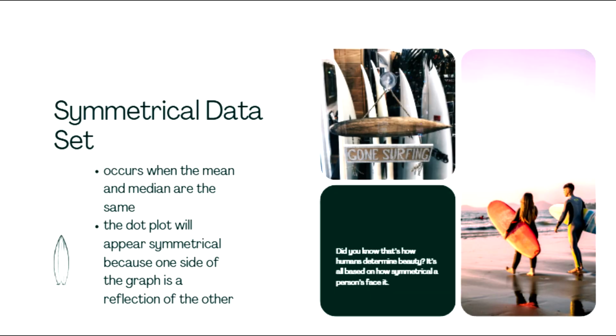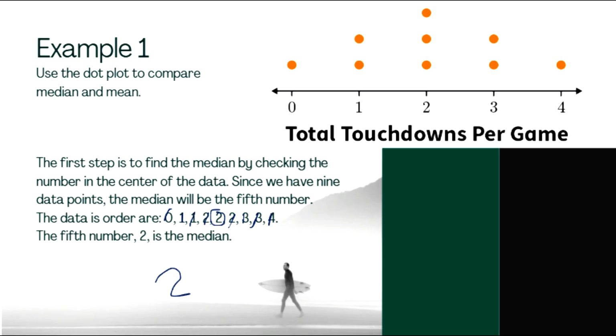Okay, we're going to start with symmetrical data sets. They occur when the mean and median are the same, and the dot plot will appear symmetrical because one side of the graph is a reflection of the other. So for example, this is a symmetrical data set. If you folded this in half right on that 2 line, then everything would line up. You can see that you'd have 1 dot on both 0 and 4. You'd have 2 dots on 1 and 3.